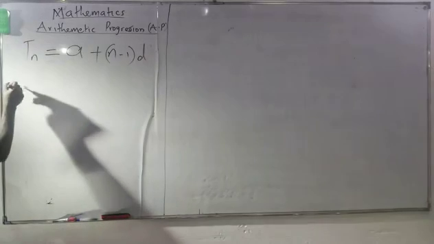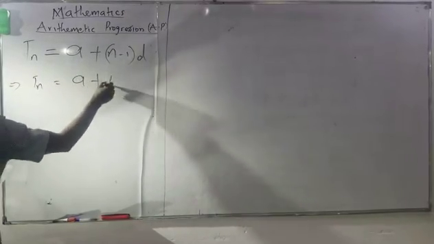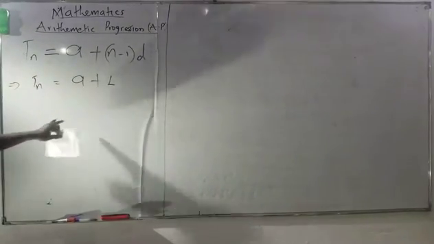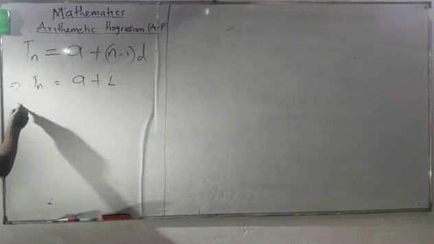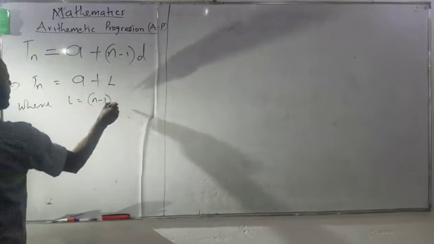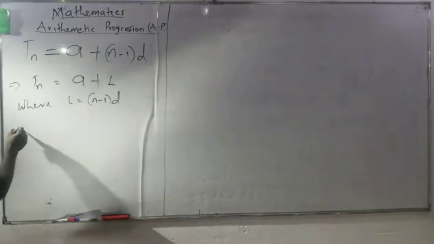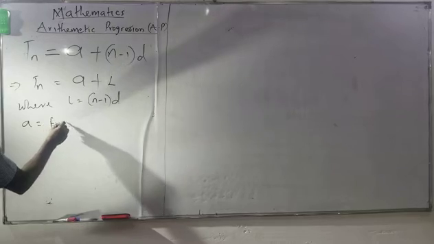I can also say that, which also implies my T of n equals to what? First term plus last term. Now, my first term plus last term, where my L equals to what? N minus 1 bracket of D. Take note of that. Now, my A is known as first term.